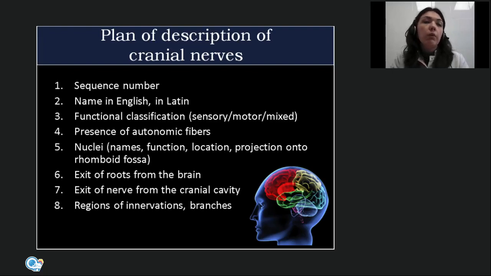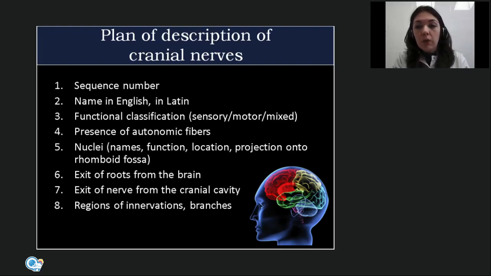When we were studying the central nervous system, I hope you remember, we were saying that not all the nuclei are projected onto the rhomboid fossa. It's obviously because the rhomboid fossa is formed by the dorsal surfaces of the pons and medulla oblongata, and so only those nuclei which are located in the pons and in the medulla oblongata, meaning nuclei of the cranial nerves from the 5th to the 12th pairs, only they are projected onto the rhomboid fossa.